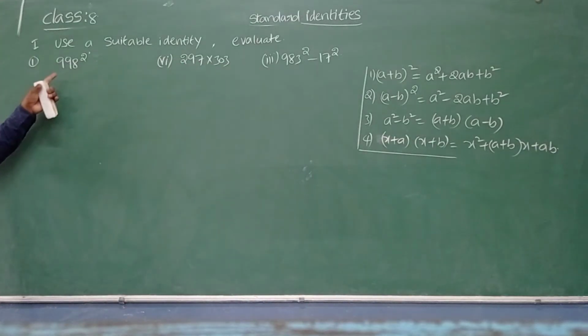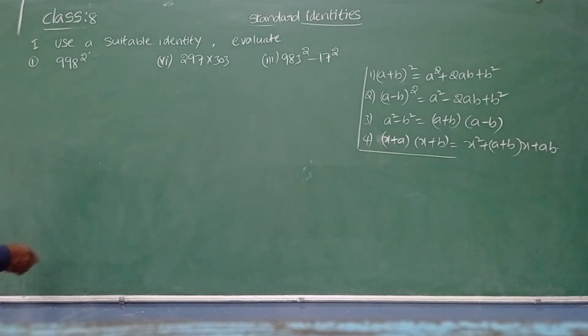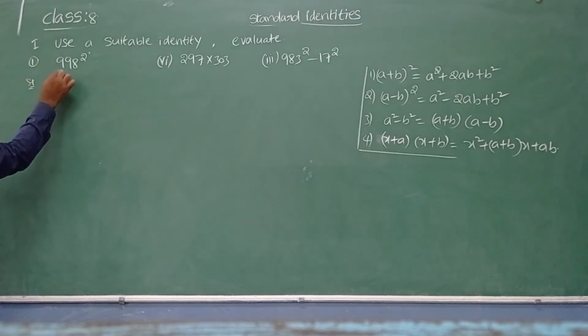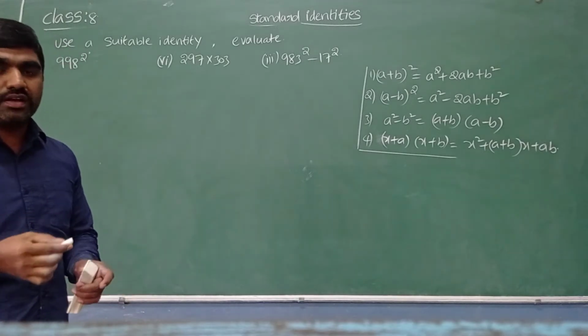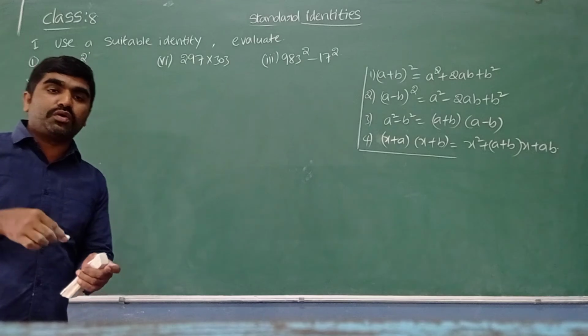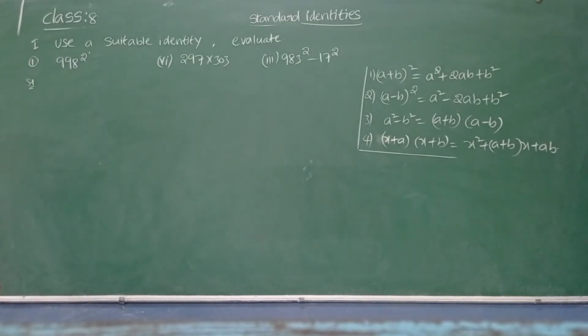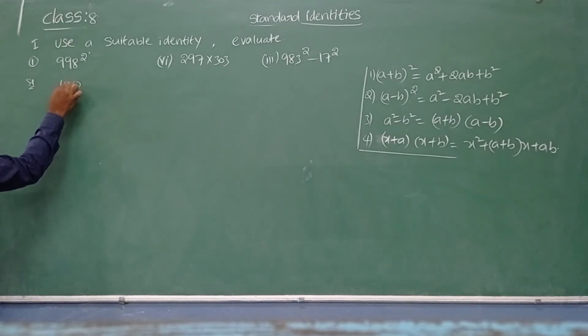Now let's see which identity is suitable. How can I multiply with the help of identities? Let's see here now. 998. Children, tell me, 998 is near to which number? Sir, 998 is near to 1000. We'll take the round figure. 998 is near to the round figure 1000. Now let me take 1000 here.